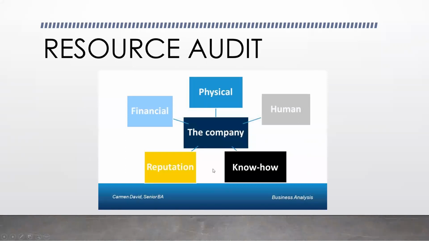I could easily create this diagram. I didn't want to. I saw someone that had created it, so I just stuck the person's diagram there with their name. I'm not stealing their diagram, so they are credited there. But nice diagram, resource audit. You're looking at the company. A company has several resources: financial resources, physical resources, human resources. A reputation is also a resource as well.